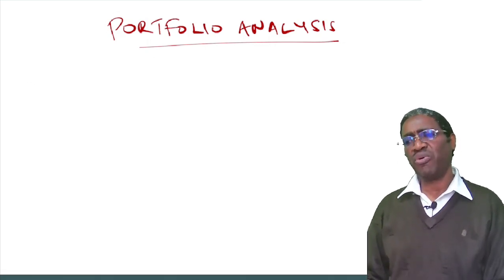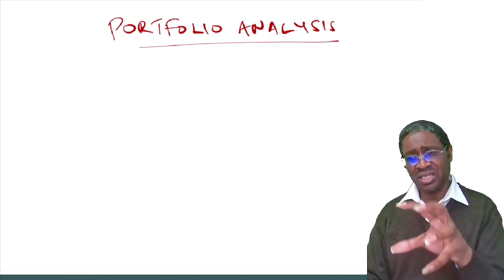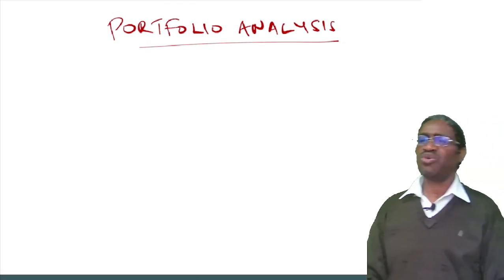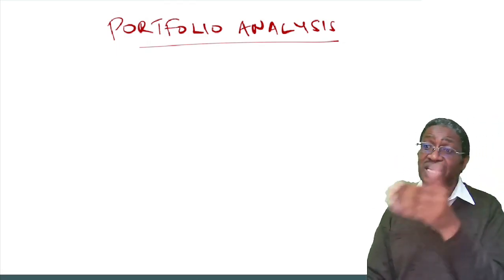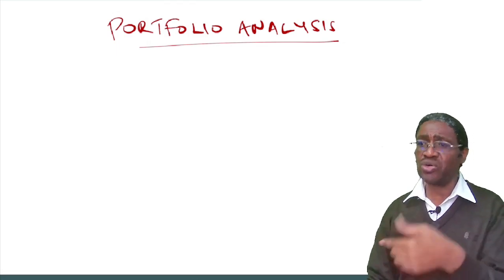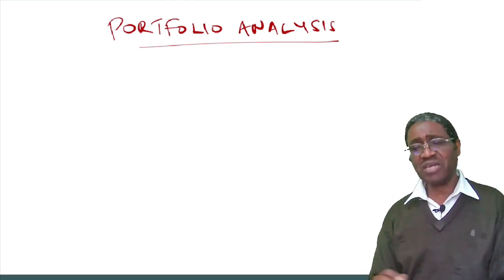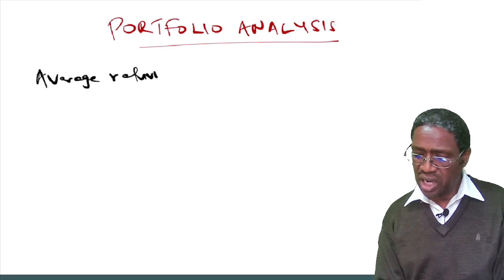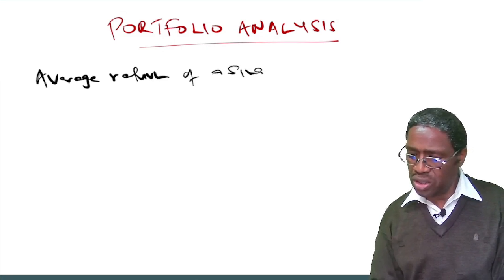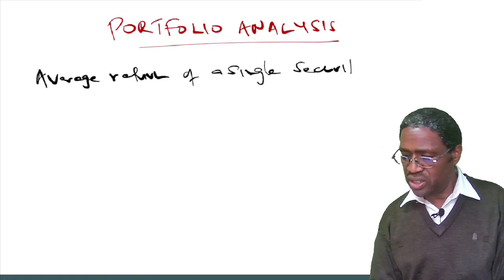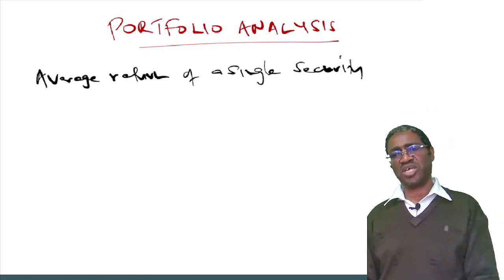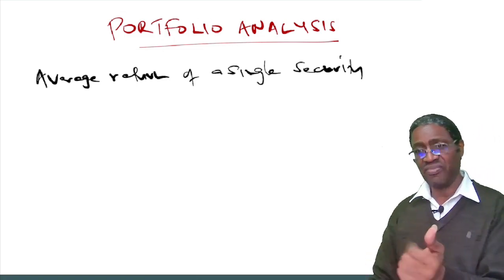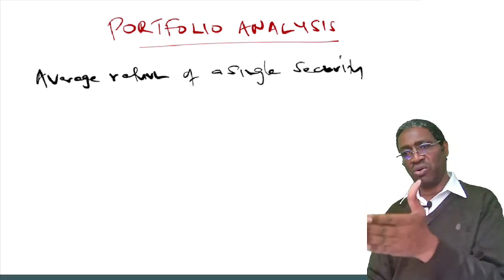But before we look at how to compute the return and the risk of a portfolio, we need to know how we calculate the return and the risk of a single investment or a single security. So let's start by discussing how you calculate the average return of a single security. Average means the mean. Average means the mean return.